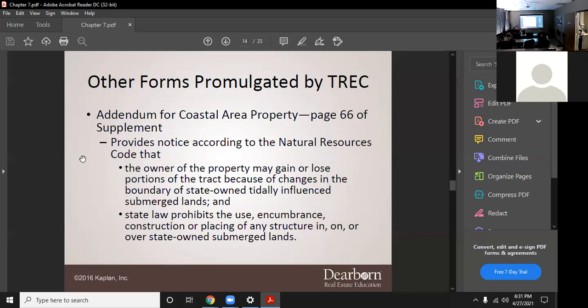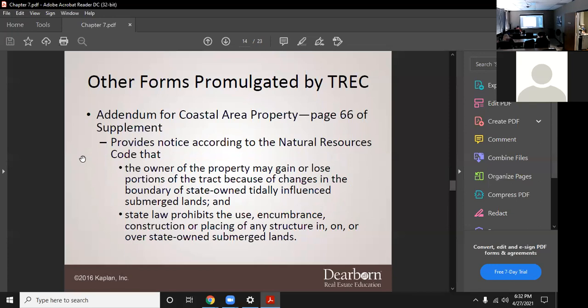Yeah. And this is the addendum for coastal area property. It provides notice according to the Natural Resource Code that the owner of the property may gain or lose portions of the tract because of changes in the boundary of state-owned, tidally influenced, submerged lands. And state law prohibits the use, encumbrance, construction, or placing of any structure in, on, or over state-owned submerged lands.